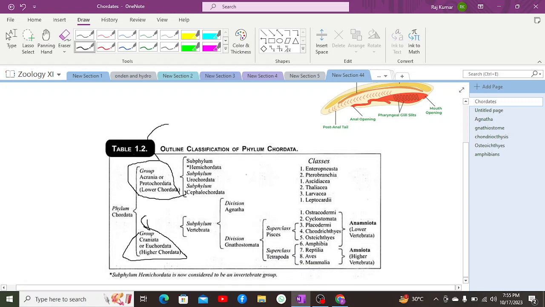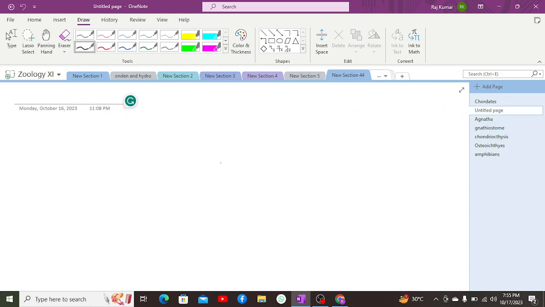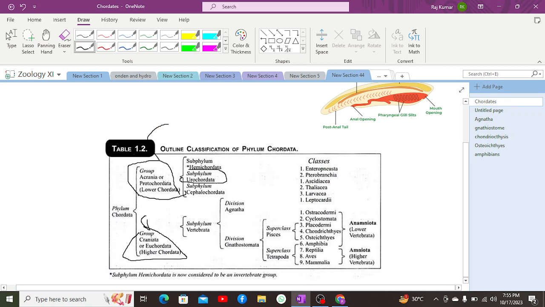Now, let us discuss the first subphylum, which is known as subphylum Urochordata. We are just going to describe it briefly because there is not much to describe. This is the only subphylum in which the notochord is not present throughout the lifetime, which means the notochord is only present in the larval stage. After the development of the adult, the notochord becomes absent, due to which the organism becomes sessile.